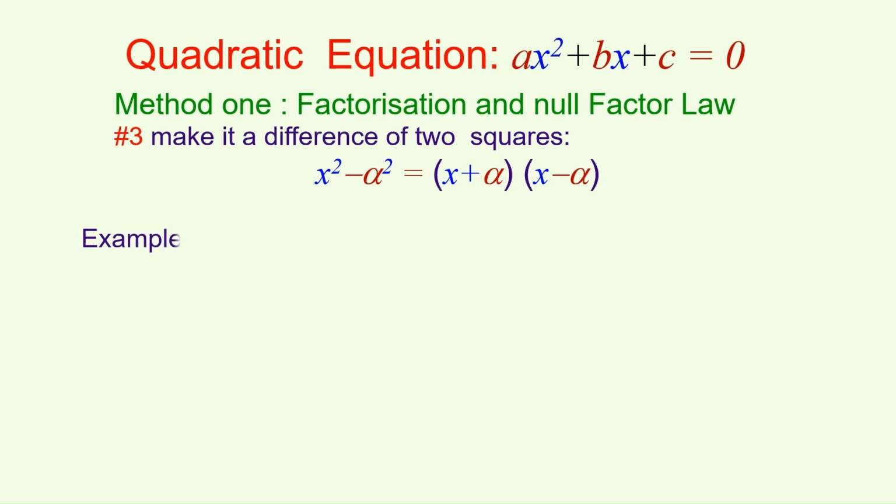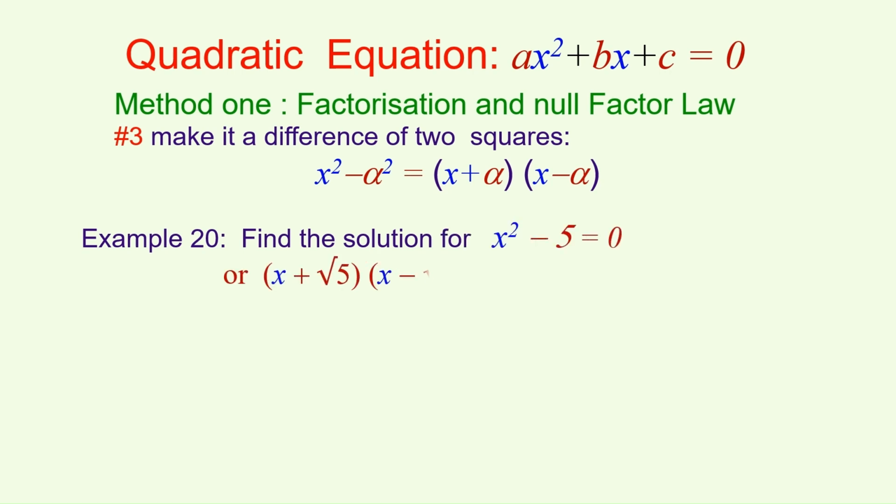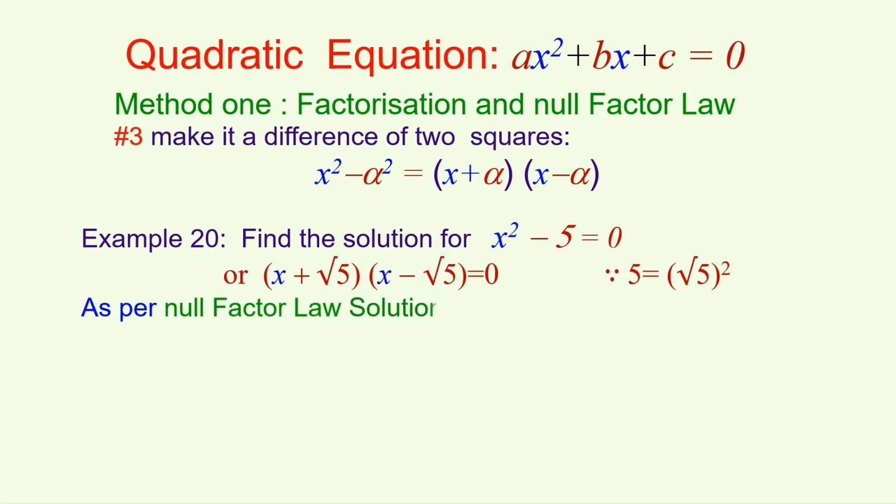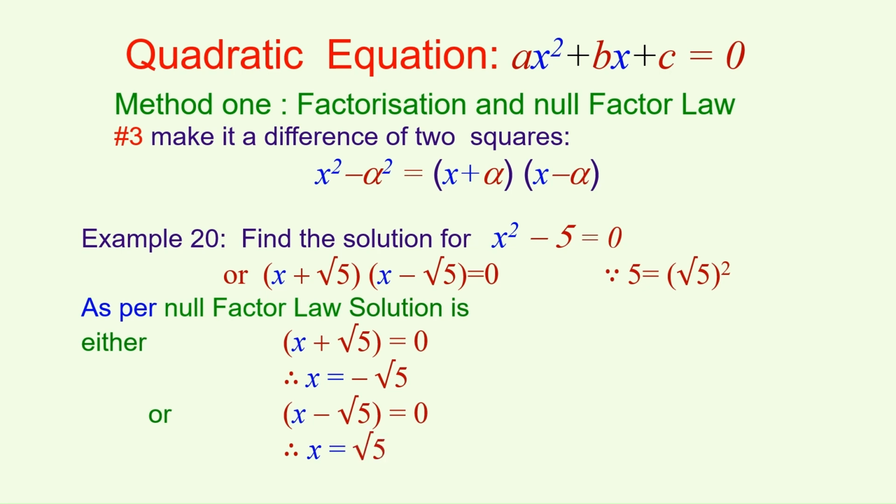Example 20. Find the solution for x squared minus 5 equals 0. Since 5 equals the square of the square root of 5, this equals (x plus square root 5) times (x minus square root 5) equals 0. The solution is either x plus square root 5 equals 0, therefore x equals minus square root 5, or x minus square root 5 equals 0, therefore x equals square root 5.